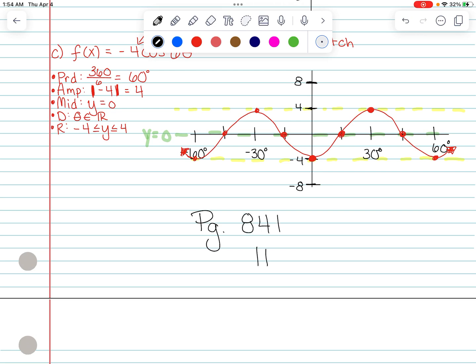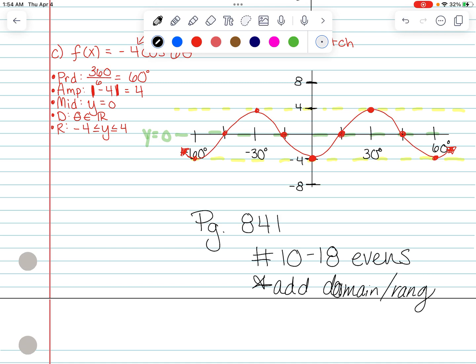Please use one another as resources as needed. Your homework is on page 841. It is numbers 10 through 18, evens. It's not a whole lot of problems. It's a whole 5 problems for you to work on. Do make sure to add domain and range to things you're identifying. It talks about identifying the range and the amplitude. Please also identify domain and range just like we did.